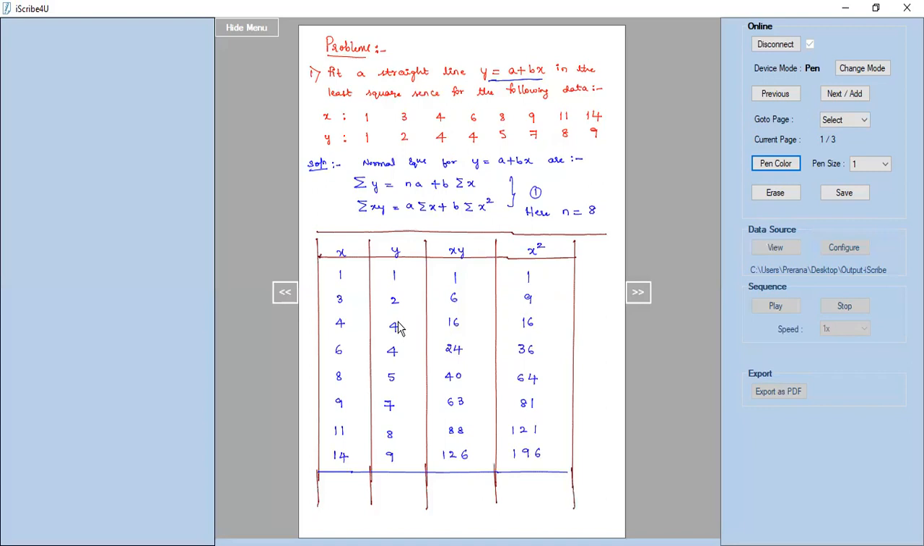This gives us the sum of all x values, using a calculator, which is 56. The sum of all y values is 40. The sum of all x into y values is 364. And lastly, summation x square is equal to 524.